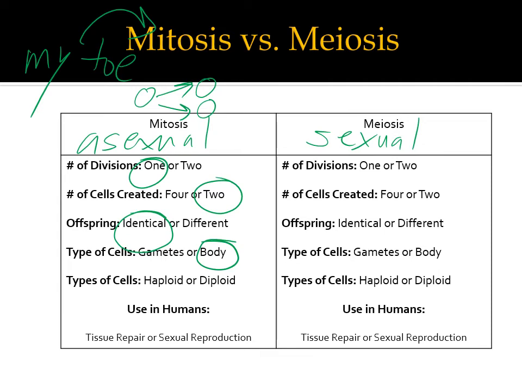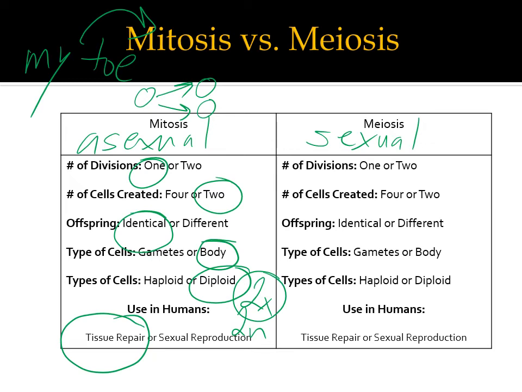Types of cells, these are going to be diploid. They have 2 copies, 2n was really the abbreviation, but 2 times the copies of each chromosome. So those are diploid cells, di meaning 2. And in humans, we do this to repair tissue or to grow or anything like that.